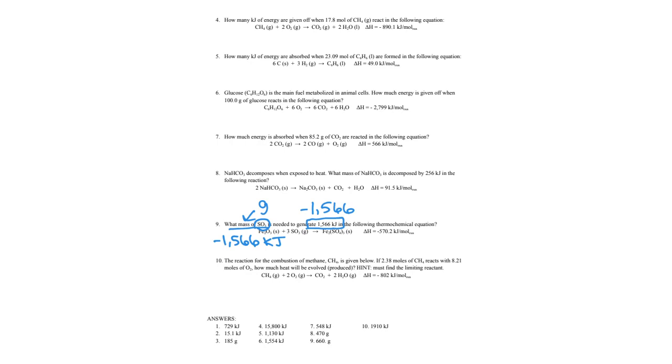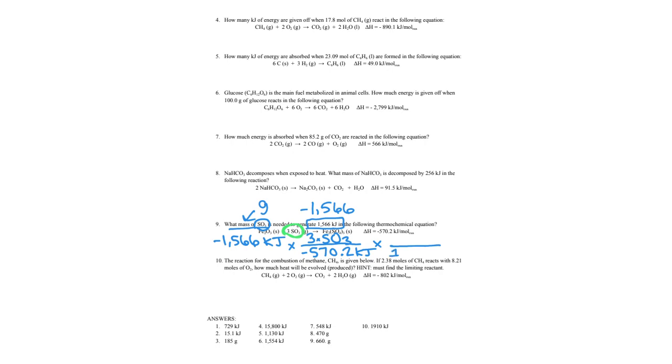This one is also asking me for grams of SO3, so I need to make sure I pay attention to that. My delta H value is negative 570.2 kilojoules. Now that's per mole of reaction, but let me go back to my reaction and find where SO3 is. SO3 has a 3 in front of it. So that means that's my number of kilojoules that are released for every 3 moles of SO3. I should have put units of moles right there. Okay, so for every 3 moles of SO3.